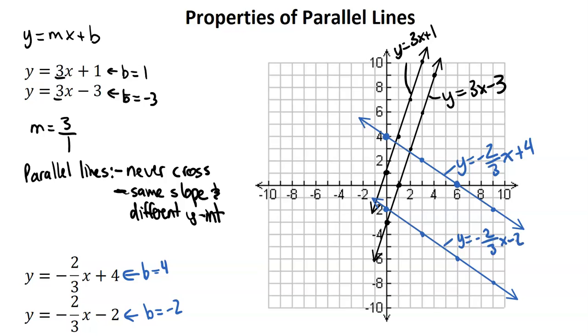And so that's the property. Anytime we have the same slope, we have parallel lines. Even if they have very different y-intercepts, they're never going to cross, they're going to be parallel lines.